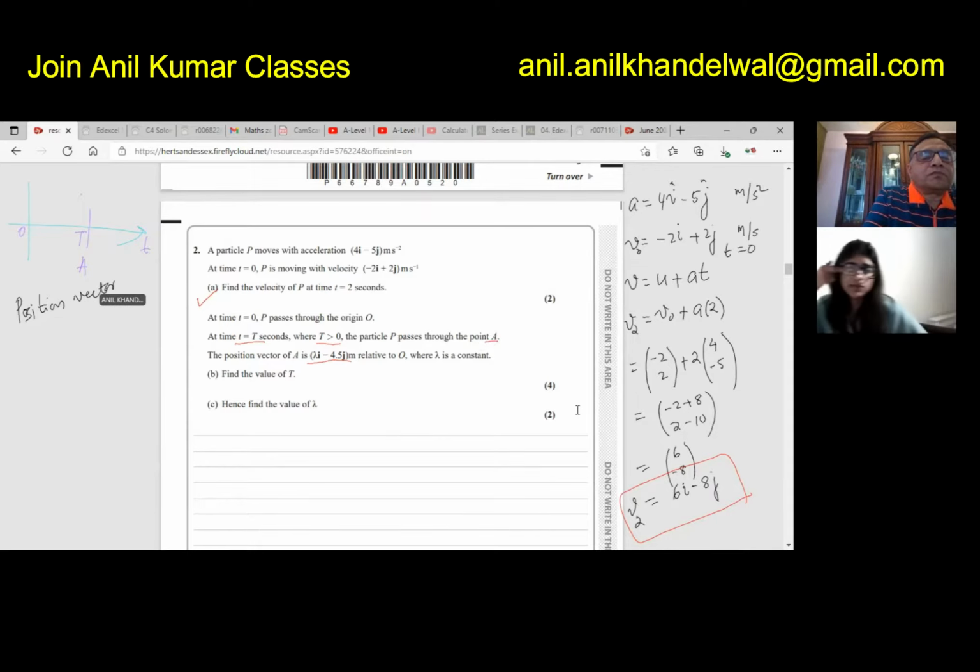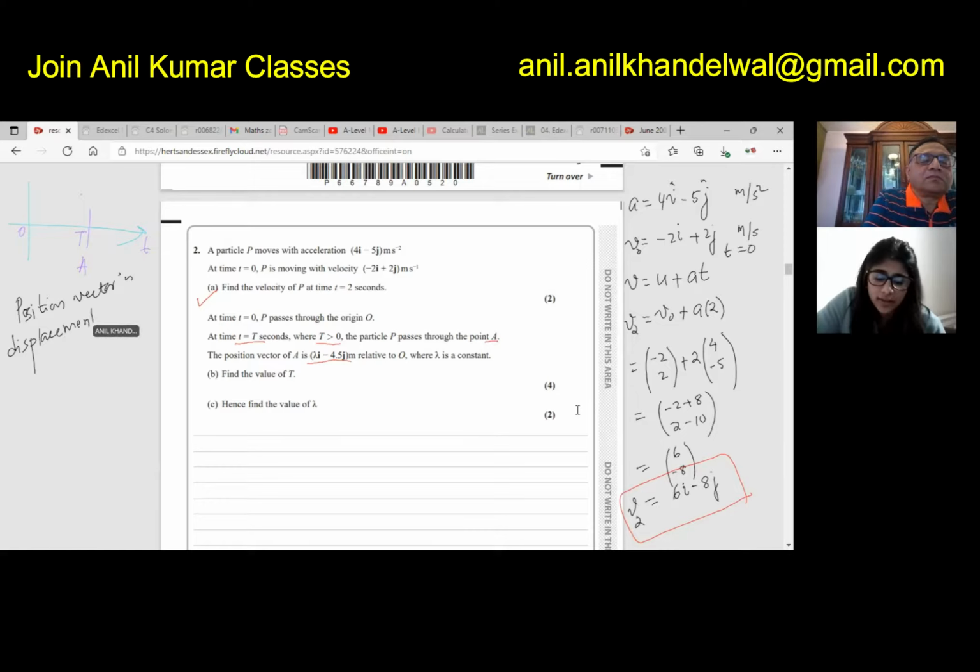Wait, how come it gives displacement? Because it's from the origin, like, take away from origin, right? Oh, yeah. Right. Let me write displacement from origin. Is that clear? Yeah. So the position vector is given. That means you now know the displacement in terms of lambda i minus 4.5j.